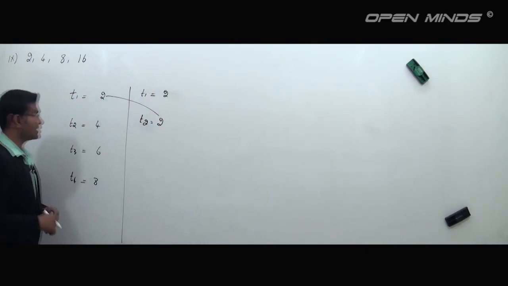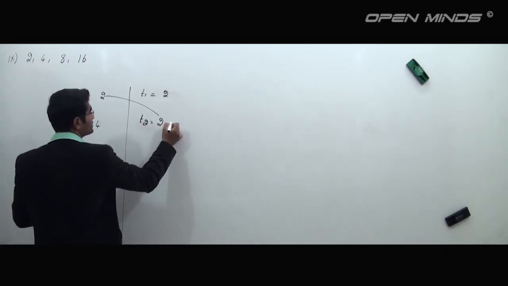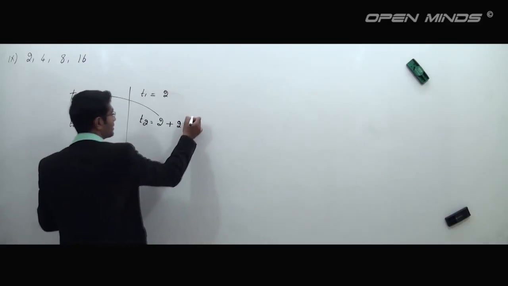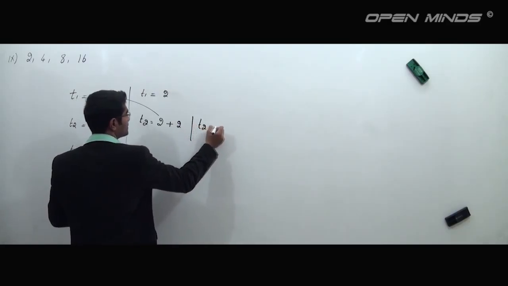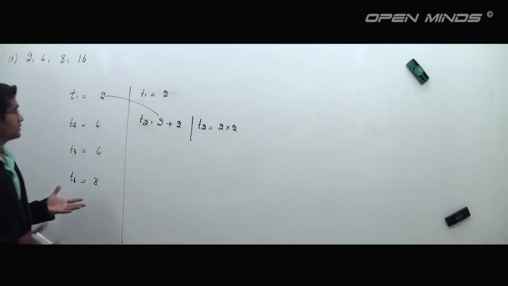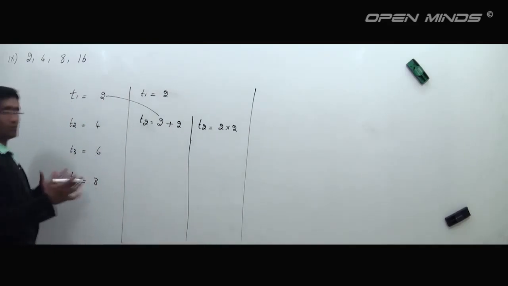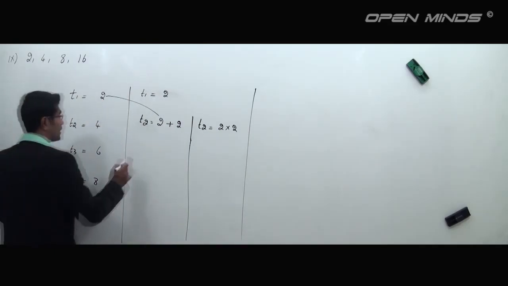And with this, what should I do? I can add or I can multiply, I can do something. So I can in fact add, let's say I can add 2 plus 2 is 4, or I can write T2 is like 2 into 2. Both the possibilities are there, right? So we'll see which one would be correct. Okay, so one of them is not right, but anyway, let's do that. Okay, what about this guy?